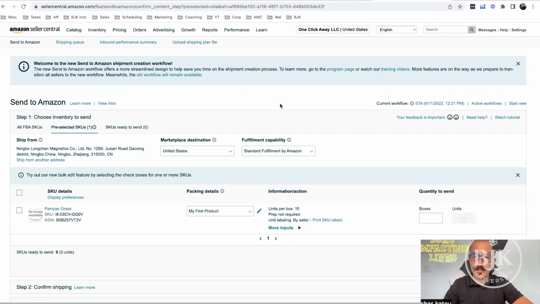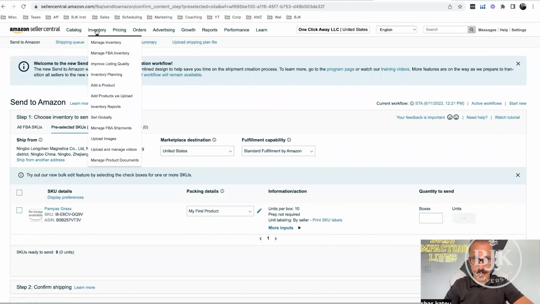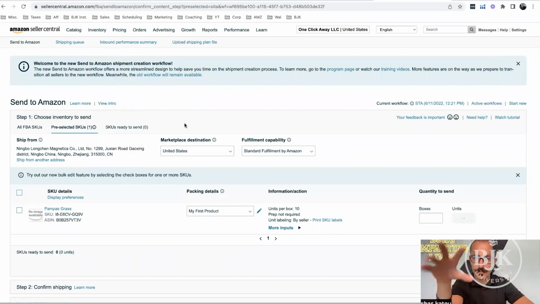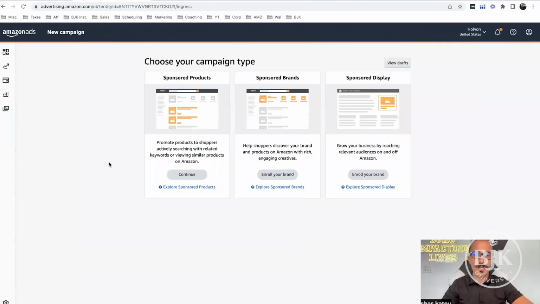And the way you do that, once you are inside of your Seller Central account, is you go to inventory, manage inventory, you click on the product itself, and you go to send replenish inventory. You end up on this page, and that's when you insert all of the information, and then you go from there.